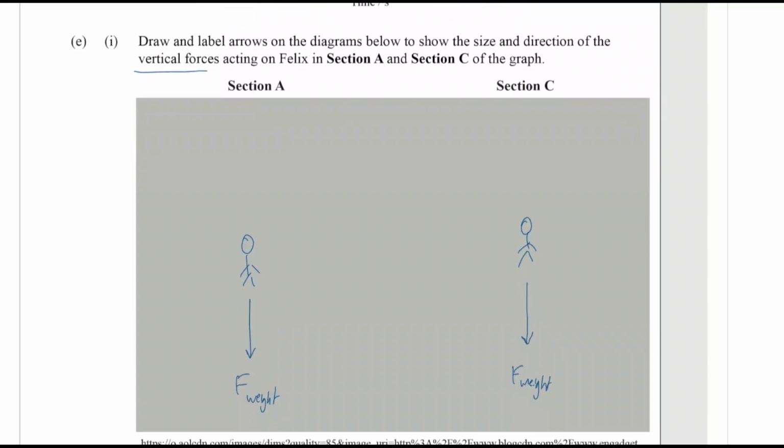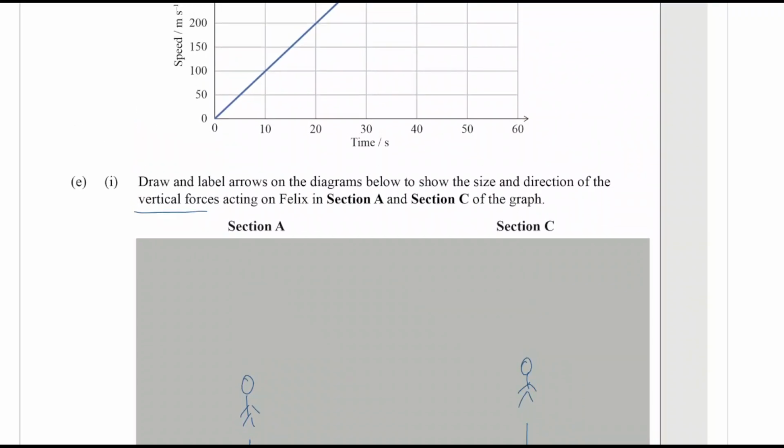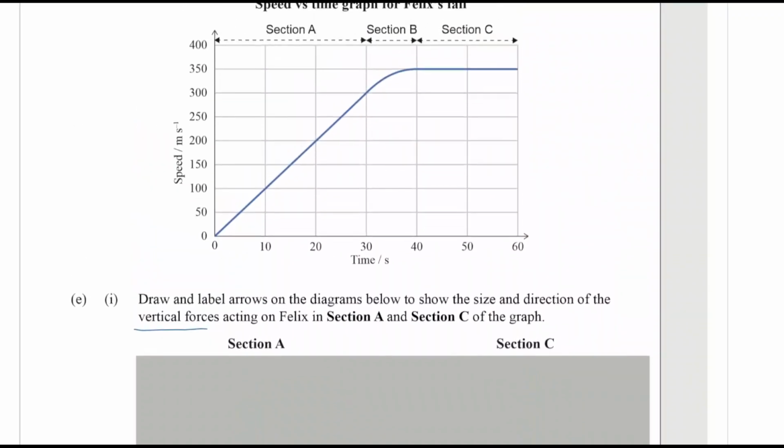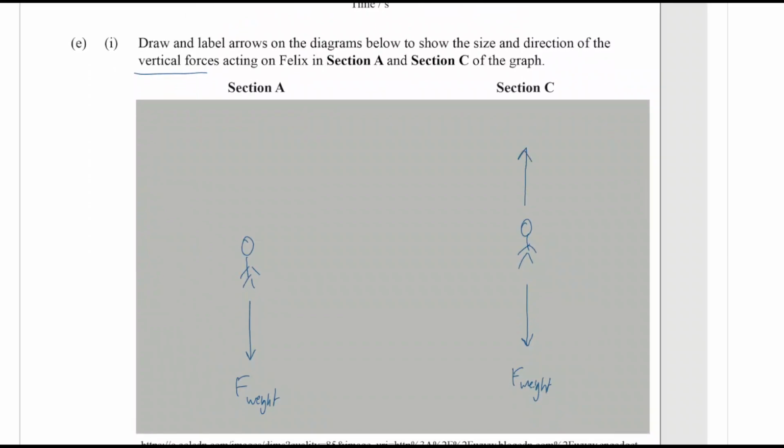What other vertical forces do we have? So what's the upward force? That would be friction, right? Or air resistance. But what would the sizes be? So in section C, he's traveling at a constant speed, which means there's no net force, right? He's not accelerating. So the force due to drag or air resistance will be equal and opposite his weight force. In other words, the net force would be 0.